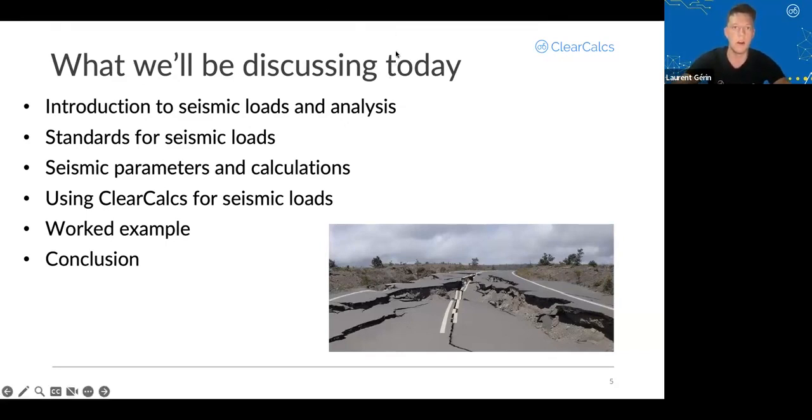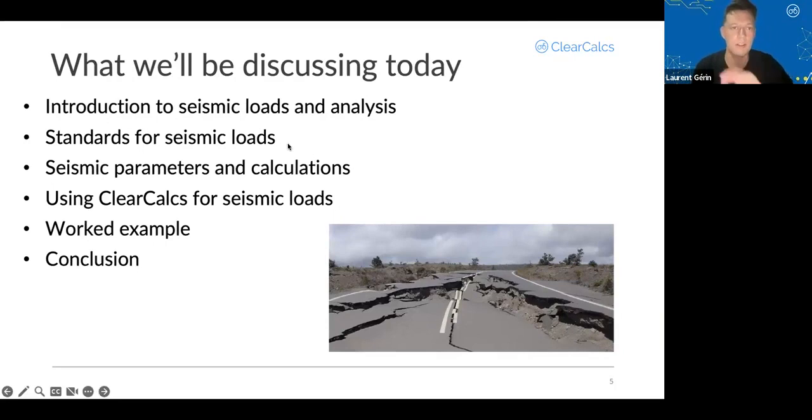So what we'll be talking about today, we'll have a brief introduction: what is a seismic load, what is seismic analysis, and then we're going to look at what the standard is for seismic loads in America. We're going to talk about what parameters affect seismic loads and how we actually calculate them. Then we'll look at how ClearCalcs can help us with that for seismic loads. We're also going to go through a worked example to finish it all off, and then a small conclusion, obviously.